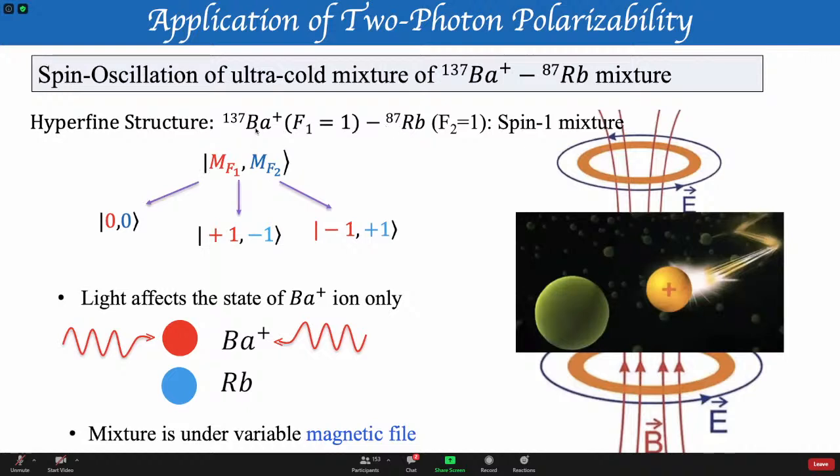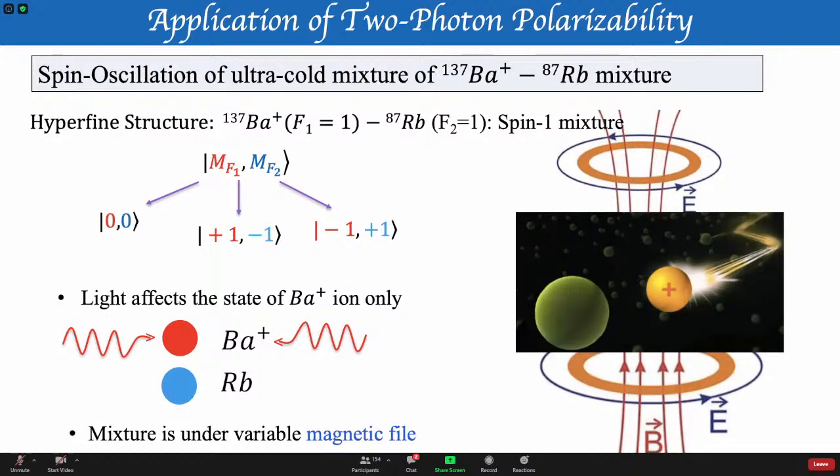So what would happen if you have applied a magnetic field or not, the magnetic quantum number of these two mixtures? Barium plus I'm putting as red and rubidium I'm putting as blue. These are the possibilities, keeping the total magnetic quantum number constant at 0. If you consider 0,0, +1,-1, and -1,+1, in both cases the total magnetic quantum number is 0, and these will have almost the same energy if we don't apply any external field, because they are in the ground state and they do not get split due to the magnetic field.